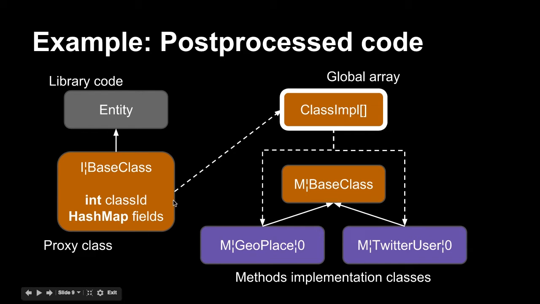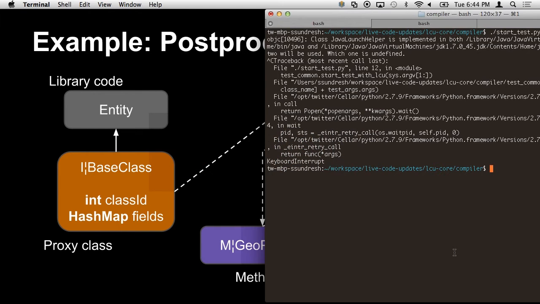And the way that it works is that basically this is a proxy that delegates through it to this global array where it does a lookup from the class ID to whatever the current implementation is of that class. And that implementation is something like this here. There's some base class for these different implementations of the methods for entities. And then we have this Twitter user, M is for methods implementations, and 0, that's the first version of it. So like when I did the updates 3 times, we can actually look in the directory there, there'll be different versions.